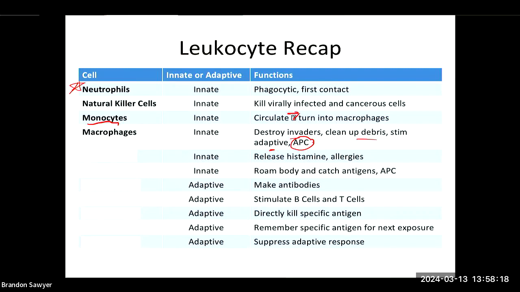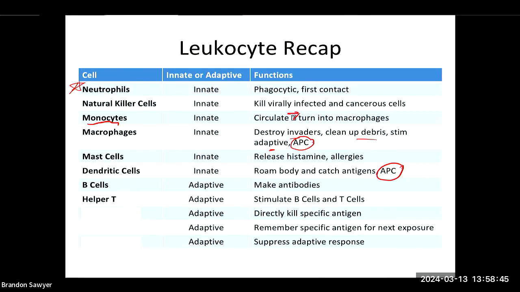The ones that release histamine, which one was that? Mast cells, there we go. The other major APC, antigen presenting cell, the ones that roam around the body, are our dendritic cells. Now these are the ones we've been talking about in this class. The ones that make antibodies are B cells.